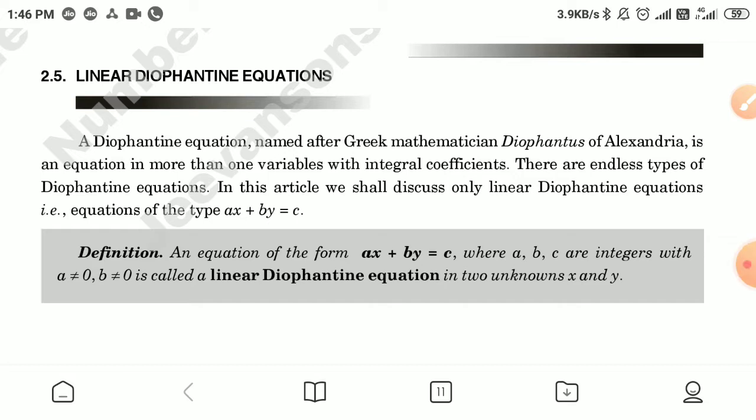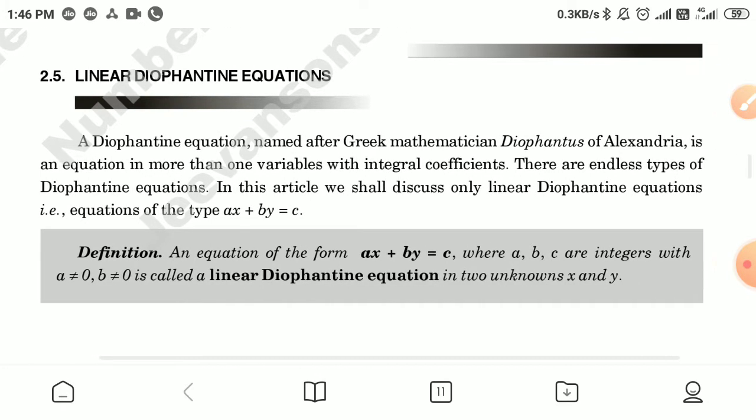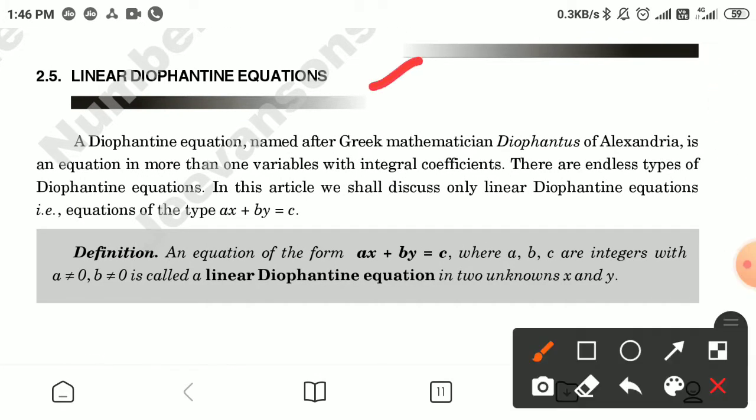Dear students, in the second chapter on congruences, the next topic, 2.5, is linear Diophantine equations. A Diophantine equation, named after the Greek mathematician Diophantus of Alexandria, is an equation in more than one variable with integral coefficients. There are endless types of Diophantine equations. In this article, we shall discuss only linear Diophantine equations, that is, equations of the type ax plus by equal to c.